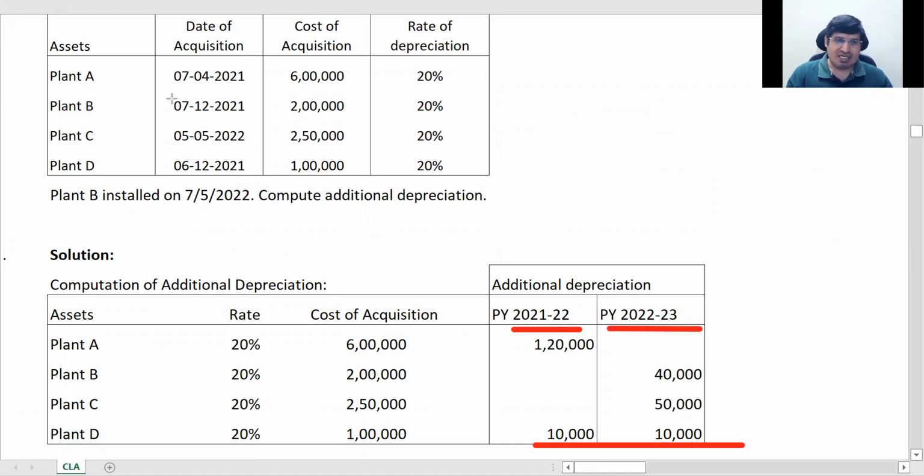And plant is anyway fully here, right? And in B, we had been given that it's put to use in May 22. So full thing has gone here. And C anyway was in 22. Whole thing has gone here. Okay, fine. This was the previous problem, which we had already discussed.